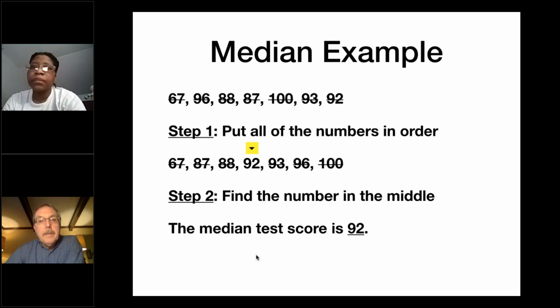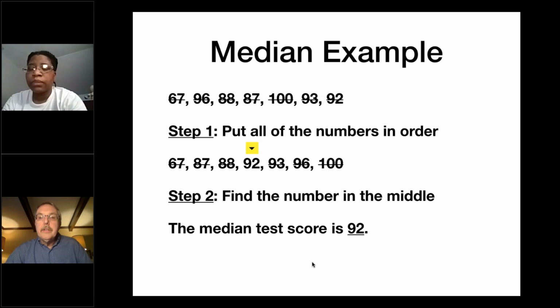So notice that when we found the mode and when we find the median, sometimes there's really almost no math involved in doing that. It's just putting lists in order and finding something about that list. For mode, we found the most things in the list. And for median, we find the middle thing in the list. Okay?